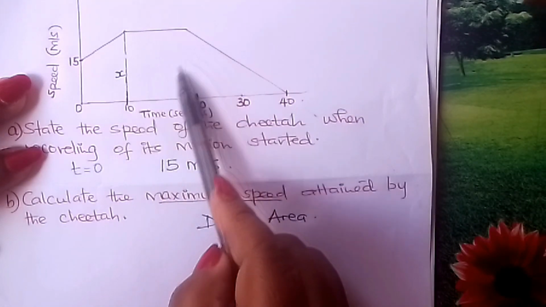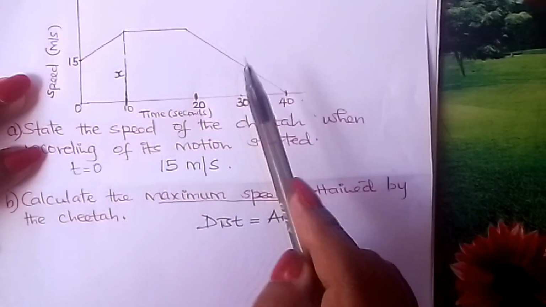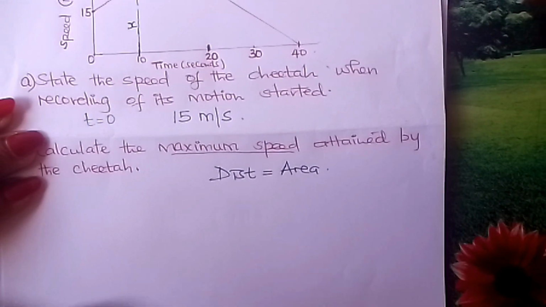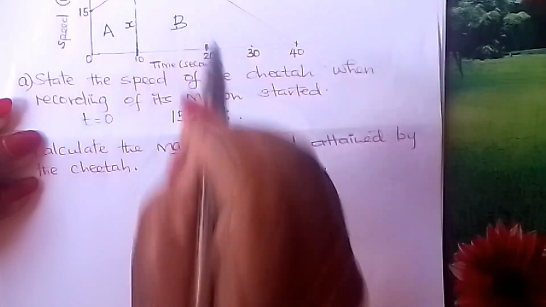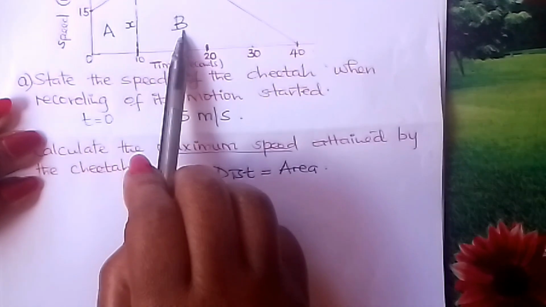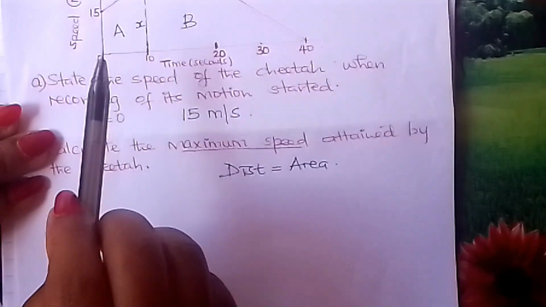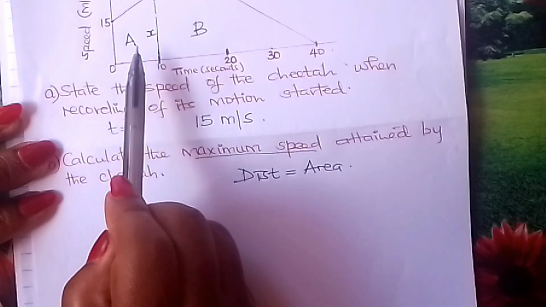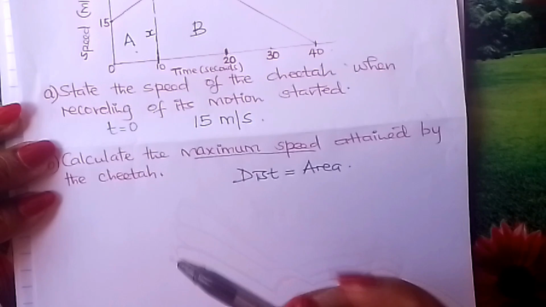So this area here is 825, just like the distance. We get the area for A, we get the area for B. Adding the two areas, we should get 825. Looking at the first figure here, this is a trapezium. How do you get the area of a trapezium?